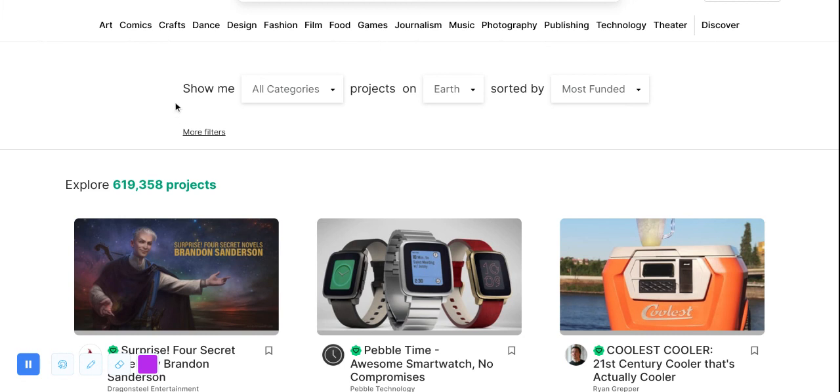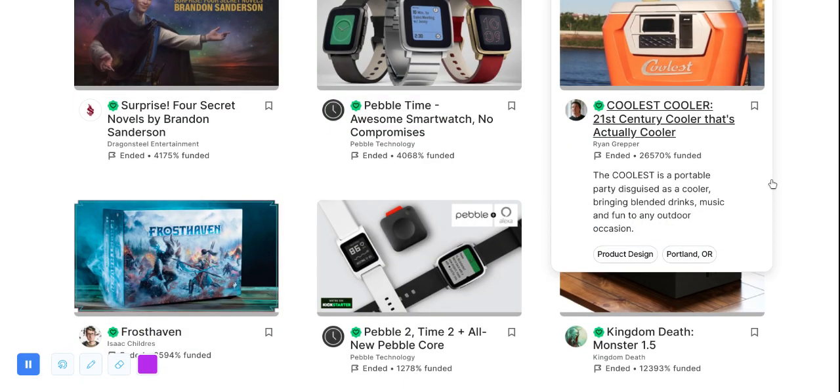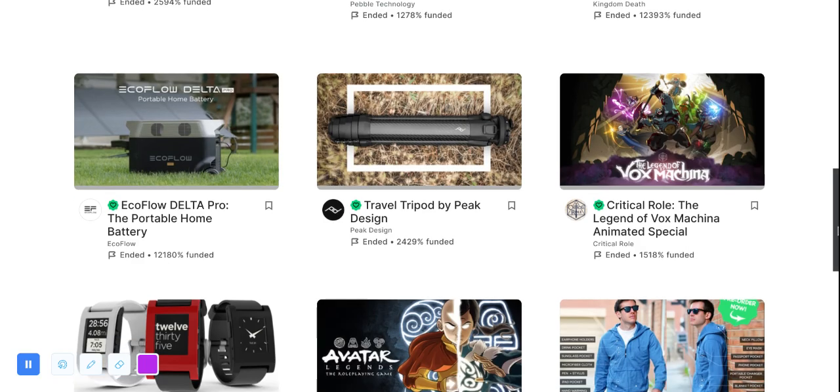Yes, so the easiest way to find successful Kickstarter projects is to go to the Kickstarter website, and there you pick the link that gives an overview of all the projects, and then you sort them by most funded, as you can see here. And then you can scroll through all the projects and see how much they have raised during their projects.